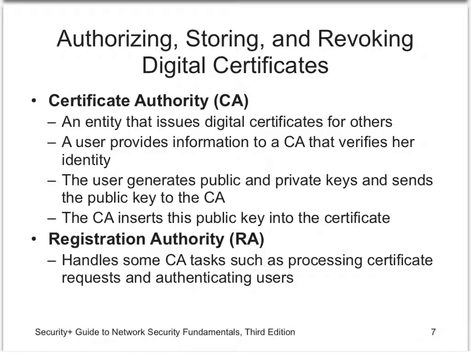Now, the user, it says here, provides information to the CA that verifies his or her identity. The user generates a public and private key and sends the public key to the CA. The user in this case would be Dell, Apple, Gateway, Sears, Amazon. The CA inserts this public key into the certificate. And the next one is the registration authority. This handles some CA tasks, such as processing certificate requests and authenticating users. So these kind of go hand in hand.